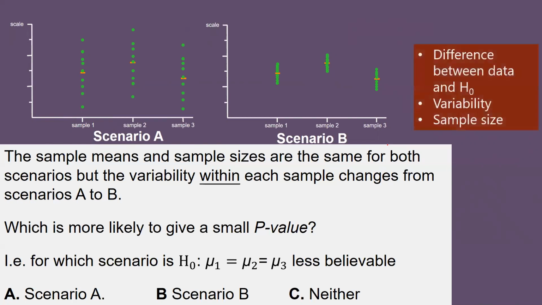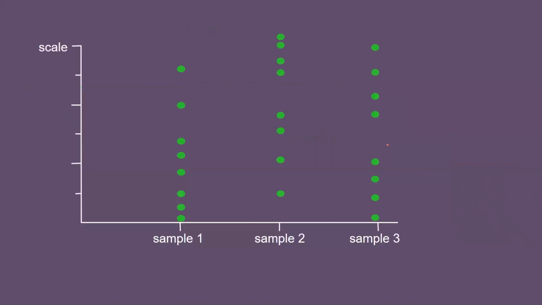So thinking about the three things that are going to impact on the size of our test statistic, and which of these is going to give us the smaller p-value? Okay, so let's zoom in. So let's look first at scenario A.